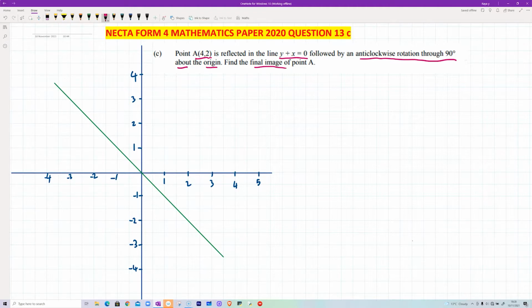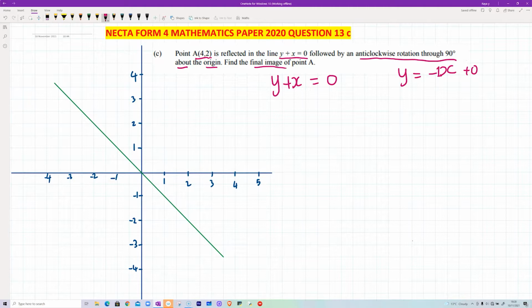So let's just do this line first. What does this line mean? y plus x equal to 0. Well, this is the line y equals negative x, and you know it has a gradient of -1, and the y-intercept is 0. So the y-intercept is 0. That means this line is going to go through the origin. If you like, you can produce points, but you don't really need. I just have drawn this to show you what happens.